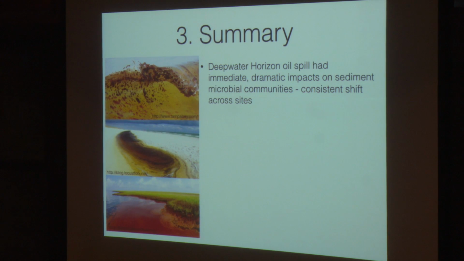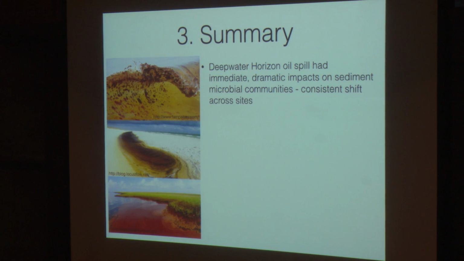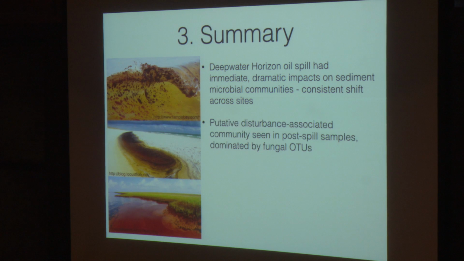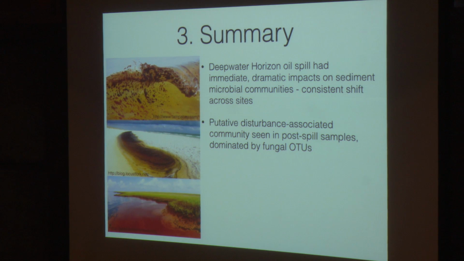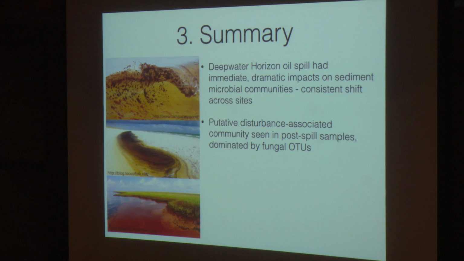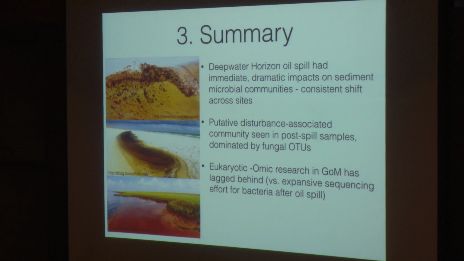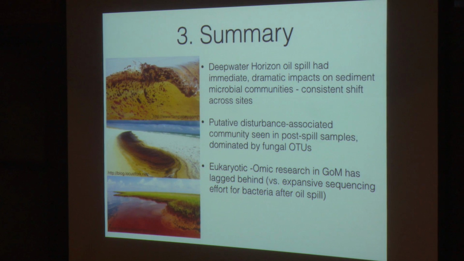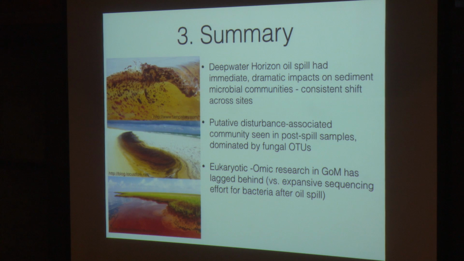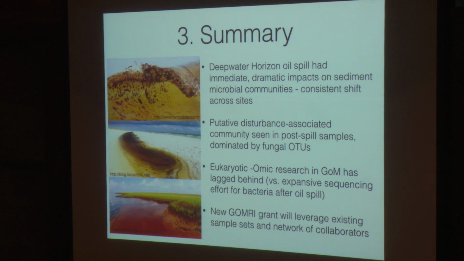Okay. So to summarize, our initial work focused on the oil spill showed immediate dramatic impacts on sediment microbial communities with a consistent shift across sites. There was a putative disturbance-associated community seen in post-spill sites dominated by fungal OTUs. And unfortunately, eukaryotic research in the Gulf of Mexico has really lagged behind. There's been an expansive sequencing effort for bacteria after the oil spill, and there are a lot of really interesting studies coming out, and full genomes even of these oil-degrading bacteria. But the eukaryotic side of things has not really been pursued by the papers I've seen out there.